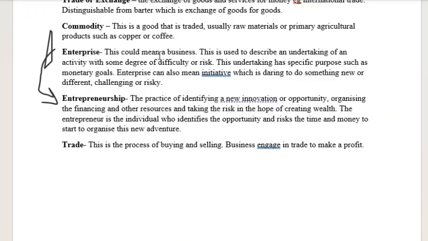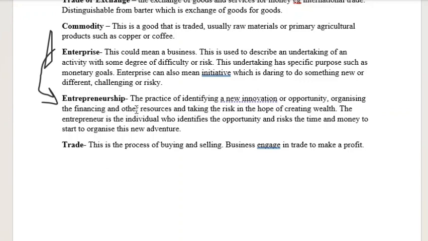An enterprise, this could mean a business. This is used to describe an undertaking of an activity with some degree of difficulty or task. This undertaking has a specific purpose such as monetary goals. Enterprise can also mean initiative, which is daring to do something new or different, challenging or risky. So enterprise could mean a business, but it's far more definitive than just that. It's far more. So to that comment out there, I'd like to say that yes, it is inclusive of land, labor, capital, and what not, but that's not the overall definitive definition.